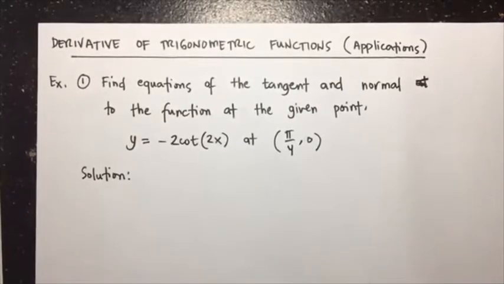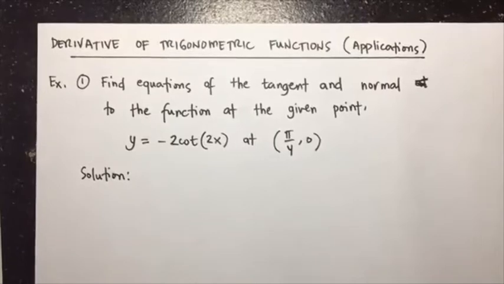Good day. So for this video, we will be discussing the applications of the derivative of trigonometric functions. Let's start with our first example. This is under tangents and normals. Find the equations of the tangent and normal to the function at the given point. We have here y is equal to negative 2 cotangent 2x at pi over 4 and 0.